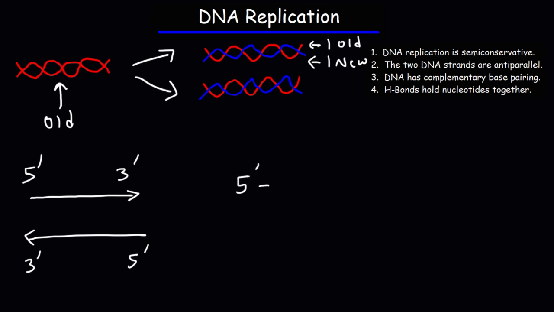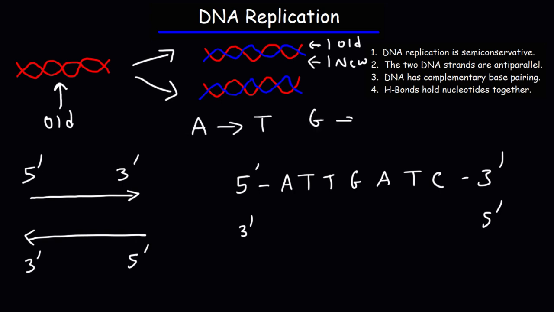For instance, let's say that the nucleotide sequence of the first strand is A, T, T, G, A, T, C. If we know the sequence of one strand, we can predict the sequence of the other strand. In DNA, A always pairs up with T and G always pairs up with C, and vice versa. So here we have A pairs with T, T pairs with A, G pairs with C, A pairs with T, and C pairs with G. So given the information of one strand, we can write the nucleotide sequence of the other strand. And that's the idea of complementary base pairing in DNA.